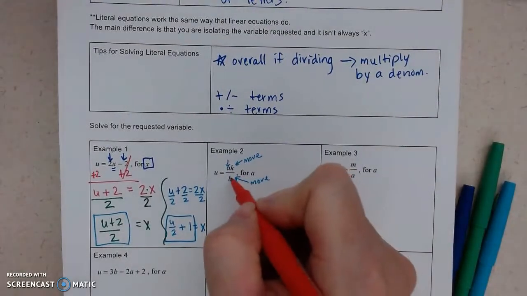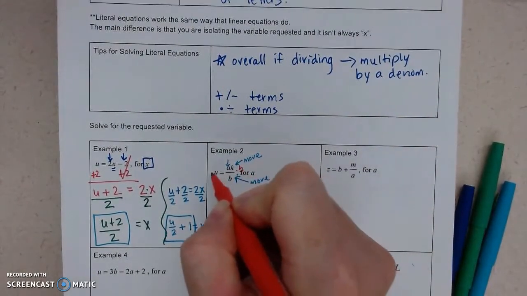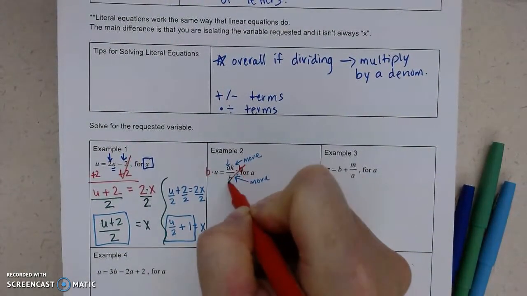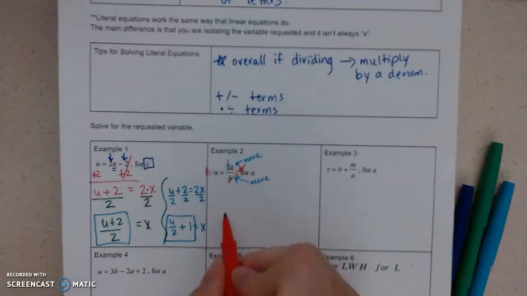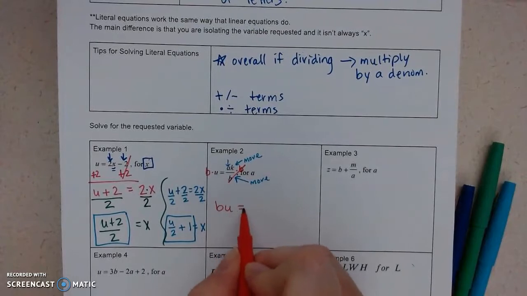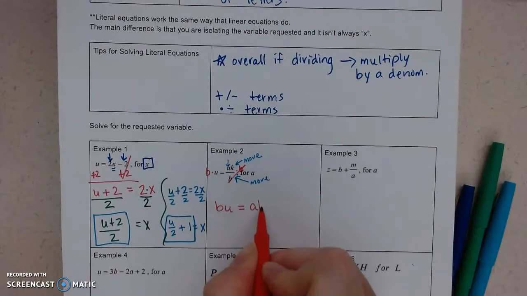So our denominator is b. So I'm going to multiply both sides by b. b divided by b does cancel, that's why we do that. So bu is just bu. And we're left with ak.